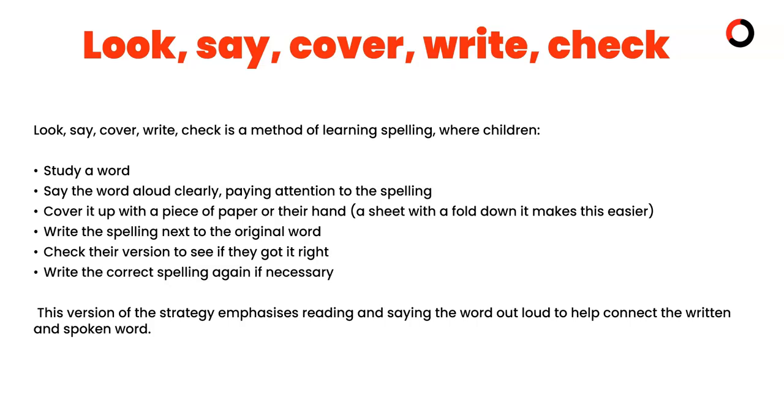The intervention is a look, say, cover, write, check method, where you study a word, say the word aloud clearly, pay attention to the spelling, cover it up with a piece of paper or their hand, write the spelling next to the original word, check their version to see if they got it right, and then write the correct spelling again if necessary. And this version emphasizes reading and saying the word aloud to help connect the written and spoken word.